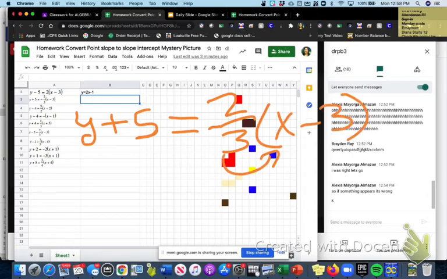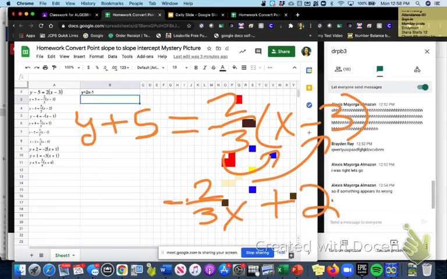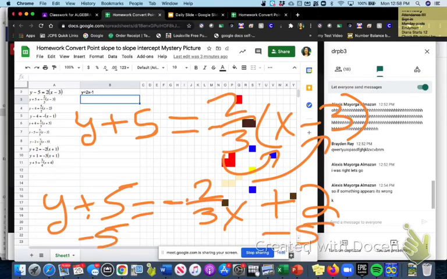So y plus 5 equals negative 2/3 x minus 3. All right, so we're doing that distributive property. So we've got negative 2/3 x, and then we just did the multiplication in the calculator so that we know that's plus 2. Bring down the y plus 5. All right, and so now we need to get the y by itself. So we're going to do minus 5 on both sides.